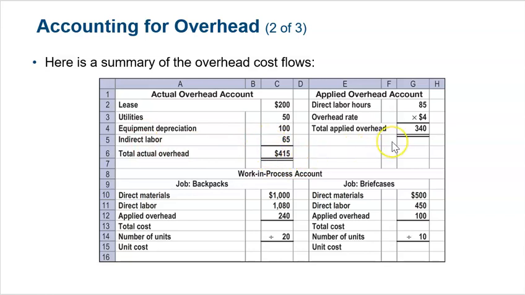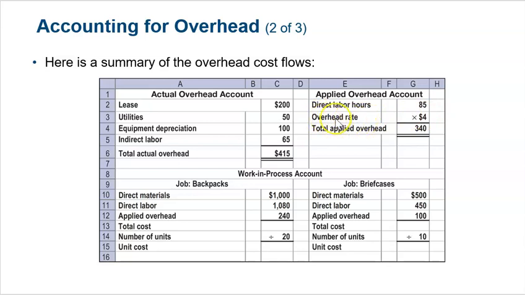Now, we've seen some examples with our job order cost sheet, and we know that we're ultimately going to be dealing with two different products here. But this applied overhead account is for all products combined, and so the fact that we're using a single plant-wide rate really simplifies things.